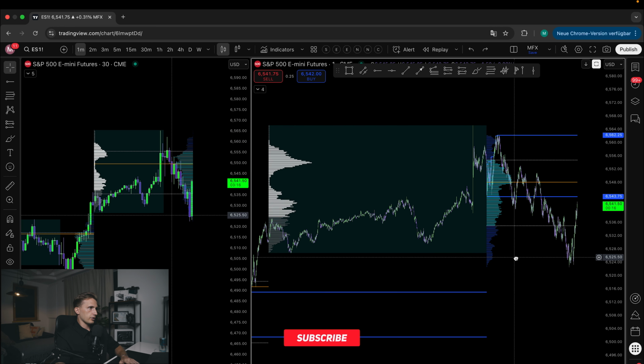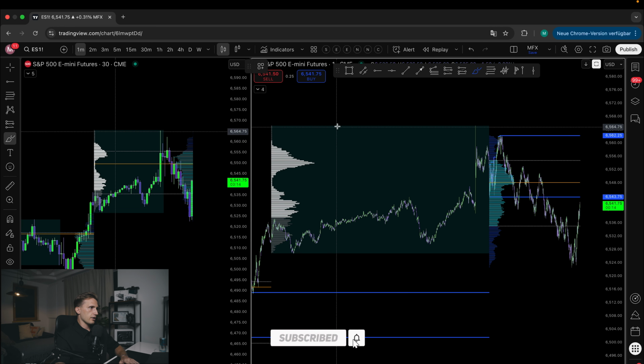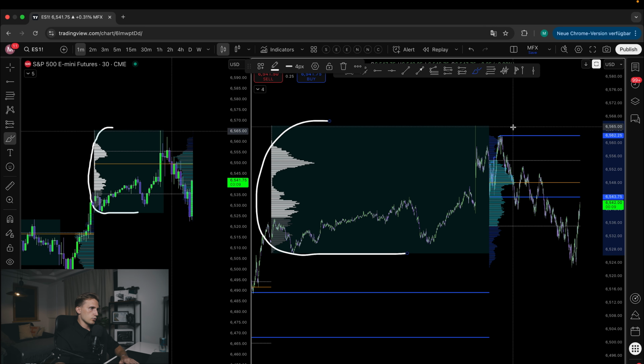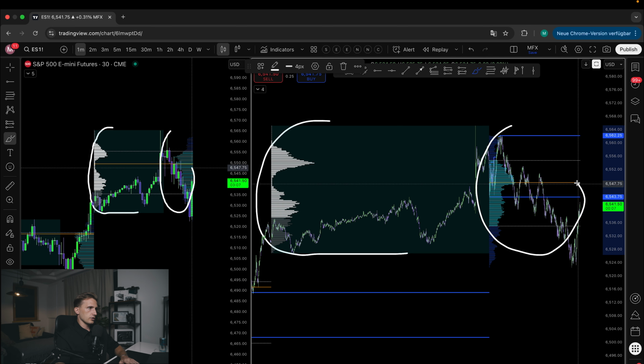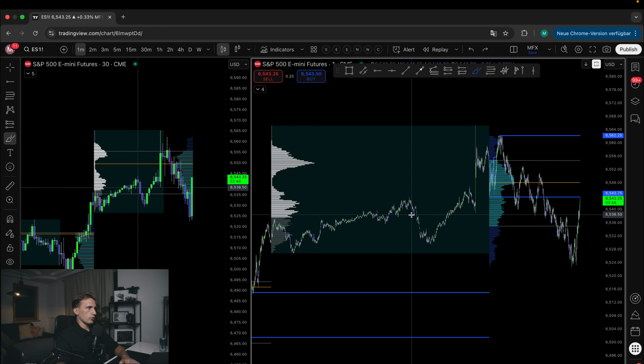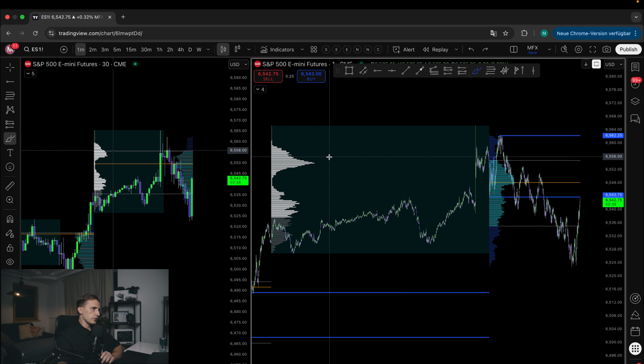On the right hand side, I have the overnight session in here, and then I have the regular trading hours, the New York session split volume profile. Why am I doing this? Because we want to trade from value area high and value area low. So what is value area high? What is value area low?